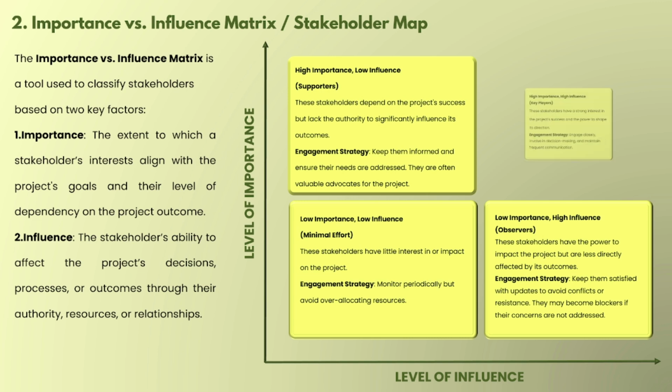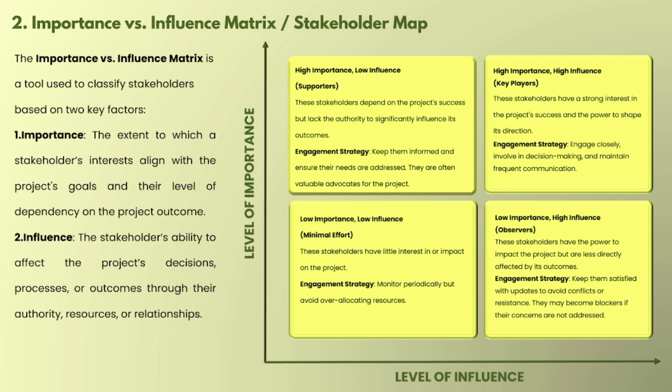And the last is high importance and high influence. As the name suggests, these are the key players in the project. These stakeholders have a strong interest in the project's success, as well as the power to shape its direction. In terms of engagement strategy, we need to engage them very closely, involve them in every decision-making process, and maintain frequent communication, as they have high importance and high influence.